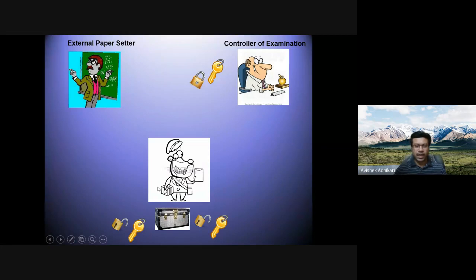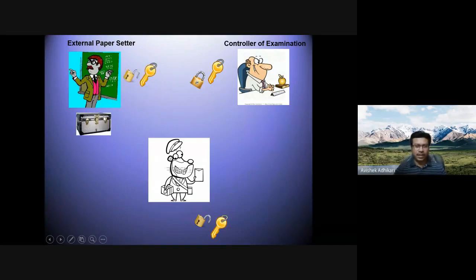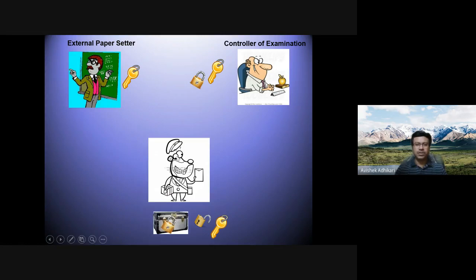Okay, and then he will carry his own lock and key and the box to the external examiner, keeping the lock and key that was actually produced by the controller of examination. Now understand that the postman carries this locked box and key from the controller of examination. So when the question papers are ready, he puts them inside the box, keeps the lock and the key with him, and sends the locked box through the postman to the external paper setter.